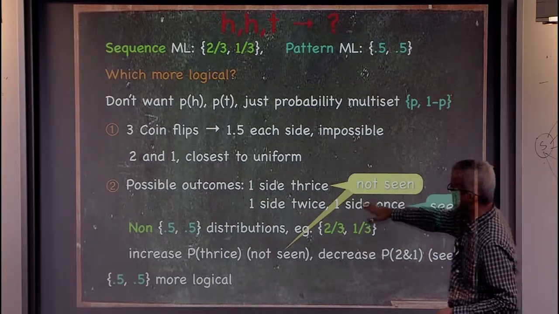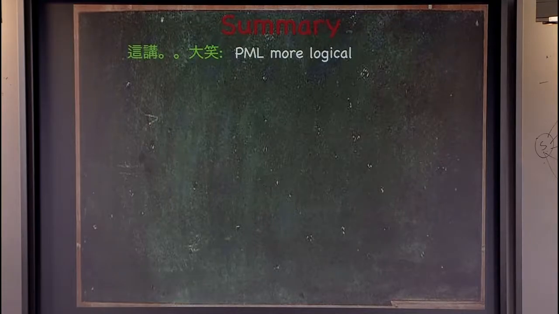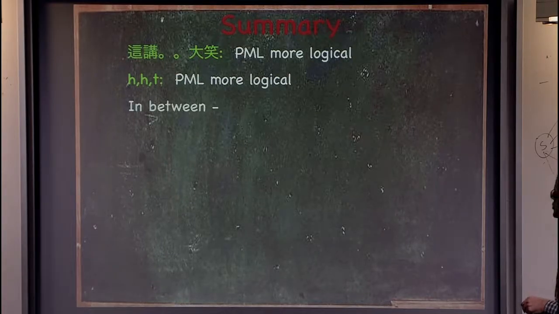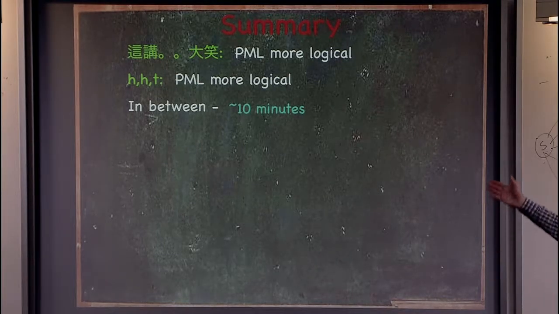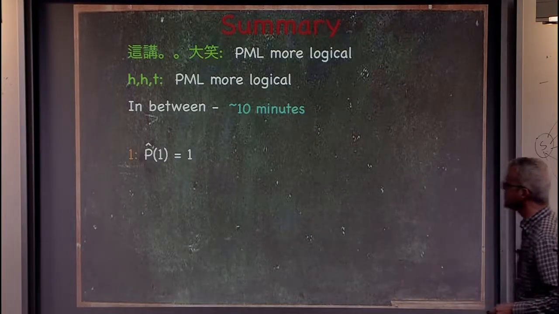So this second thing also shows that half-half is more logical. So we see that for large alphabets, pattern maximum is more logical. For binary alphabet, more logical. In between, I'll show you in at most 10 minutes it's more logical.